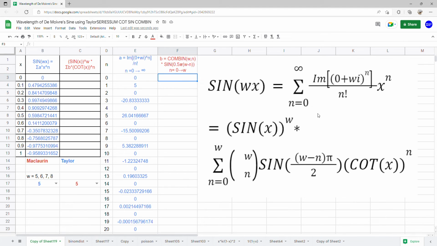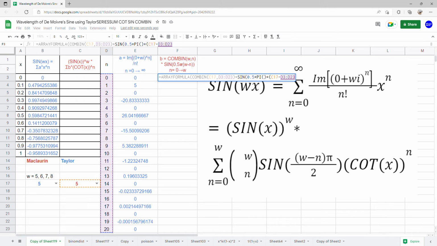So we begin with the array formula COMBIN. That's COMBIN w comma n. That's the first part. Second part, this is sine of w minus n pi over 2. So this will be sine 0.5 pi times the quantity w minus n. So we have the first part, the combination, and the sine function.